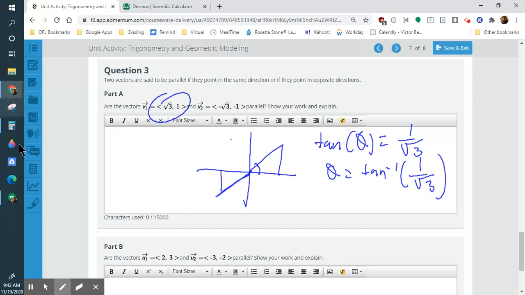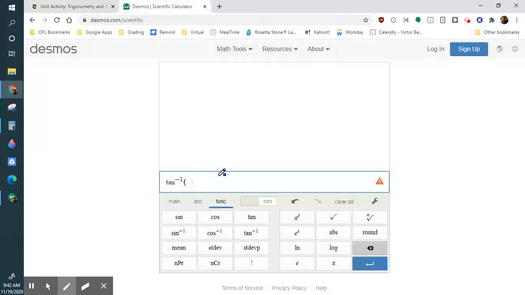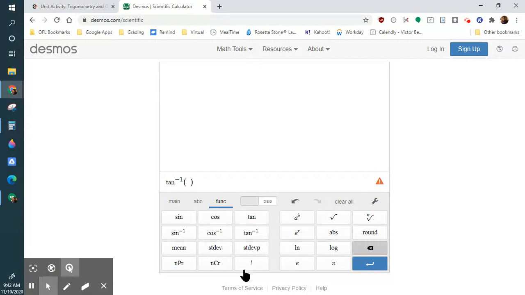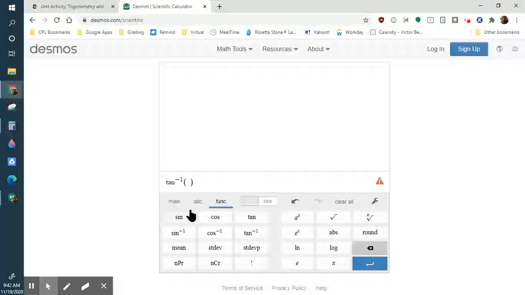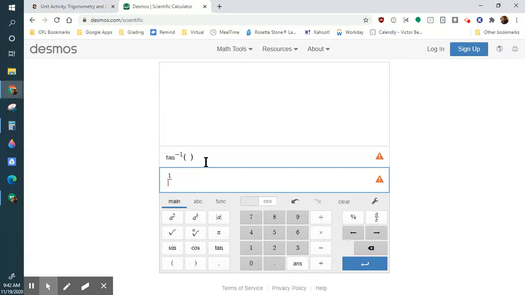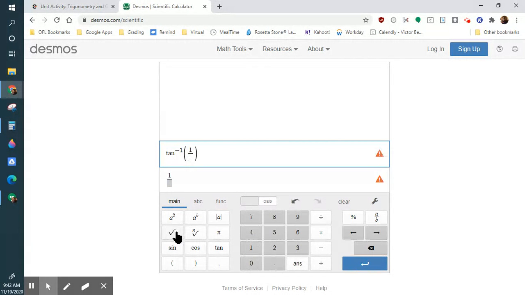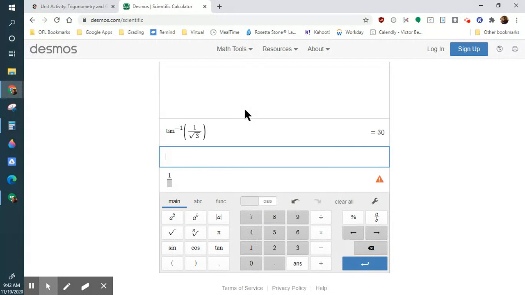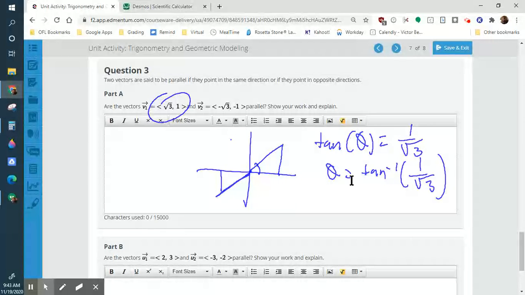You don't have to do anything fancy because you can literally just plug this all into Desmos. So do your tangent inverse, and you're going to do 1 divided by square root of 3. And we get about 30 degrees. All right, so that's all you have to do for that one. So that's our theta 1.